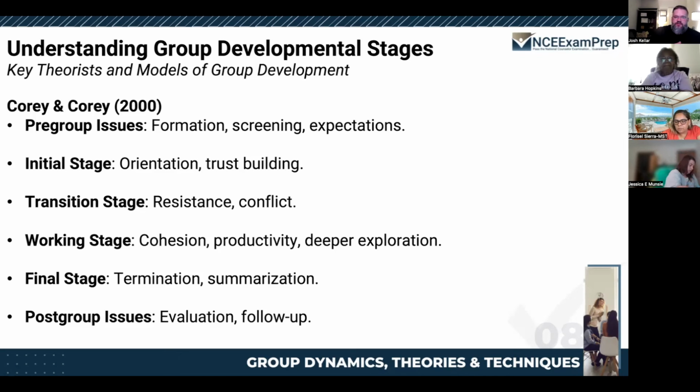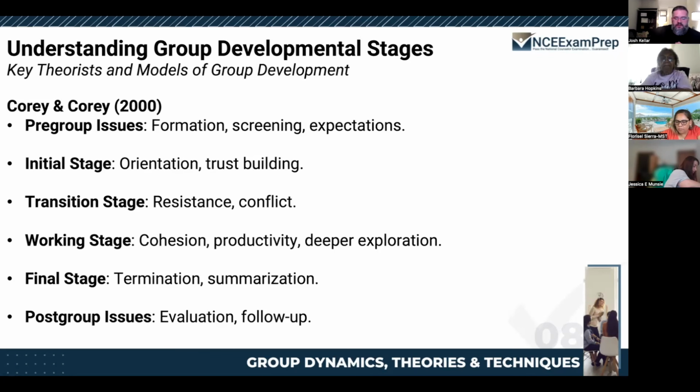The initial stage where there's orientation and trust building, the transition stage where there's resistance and conflict, the working stage where there's cohesion, productivity, and deeper exploration, and the final stage where there's termination and summarization. And then again, we have this unique post-group issue where we're evaluating the group's effectiveness, following up with members, checking in on them, things like that.